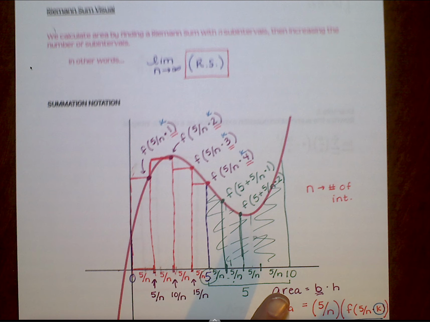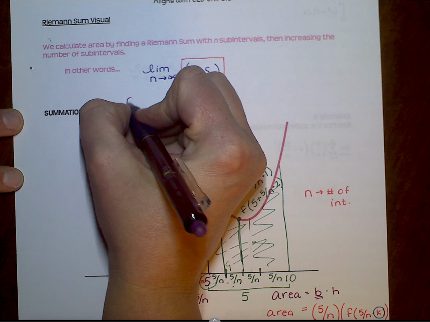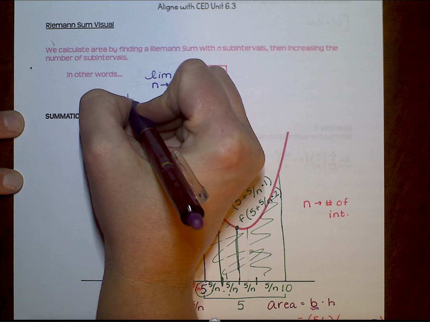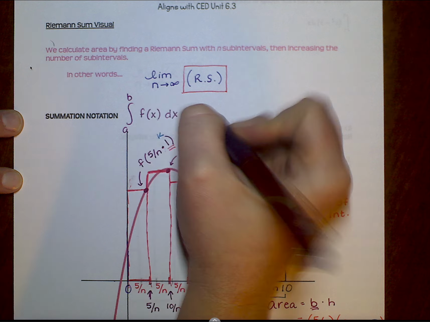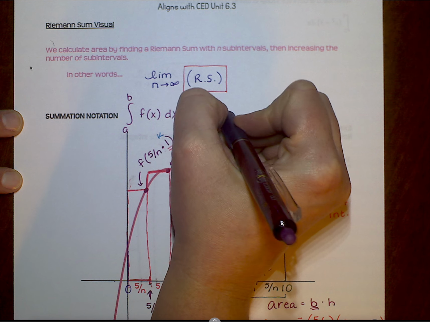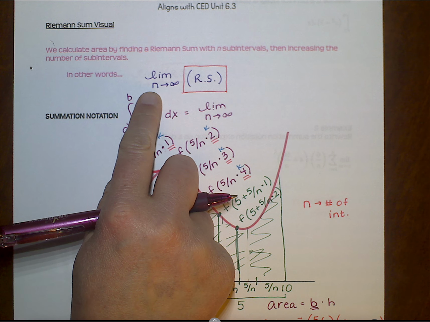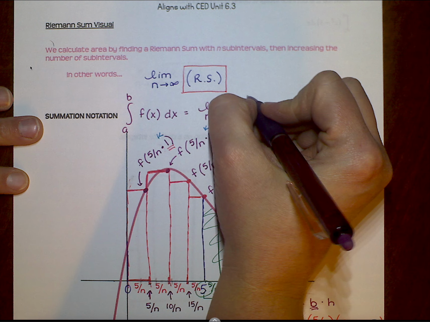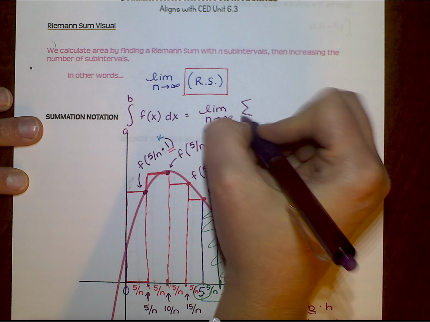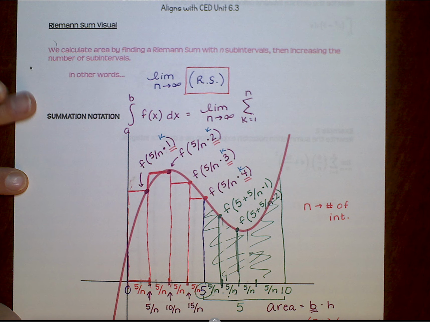But let's head back up here to where it says summation notation, and we're going to write down our final draft version of this. If we're trying to find an integral from a to b of f of x dx, we're going to take the limit as n approaches infinity, and that's the same idea that we started with, right? It's a limit as n approaches infinity of the sum, because I'm doing a Riemann sum, and this is always going to be k equals 1 up to n. That part's never going to change on you.